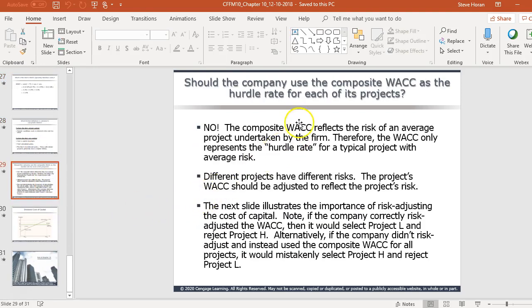So should the company use the composite WACC as the hurdle rate for each project? Hurdle rate, think of what a hurdle is, something I have to clear, something I have to jump over, and the answer is no. It very much depends on the risk of that particular project that we're looking at. So the WACC of my firm is 11.6, which is an average. That includes risky and safe and middle ground projects all boiled into that 11.6. So as I analyze every project I invest in, I have to go through and figure out what's the risk of this project.